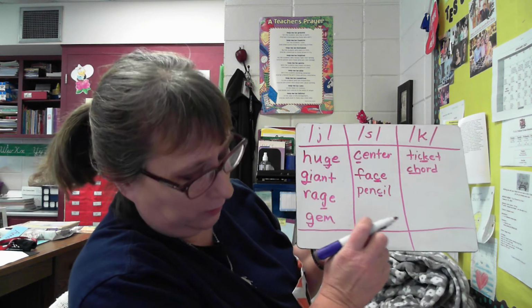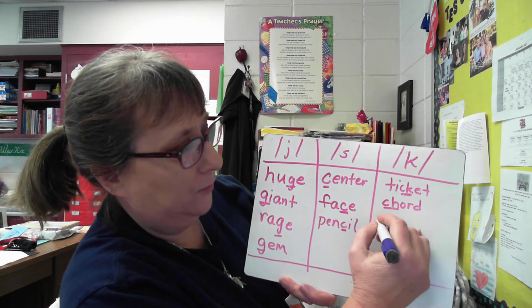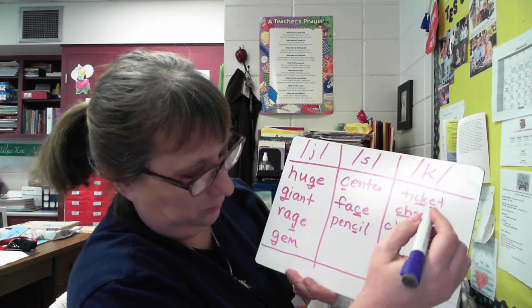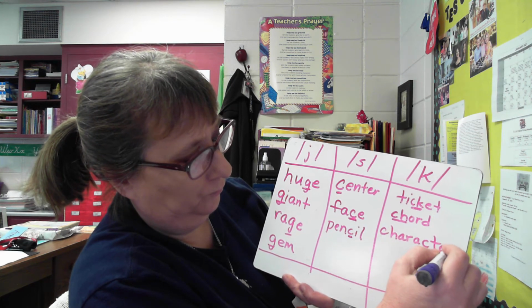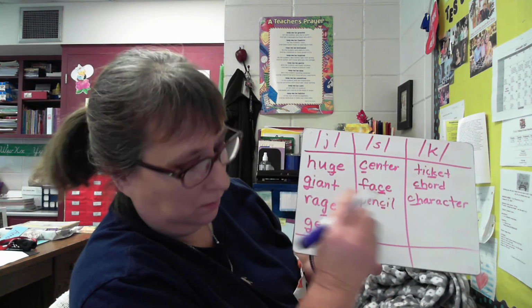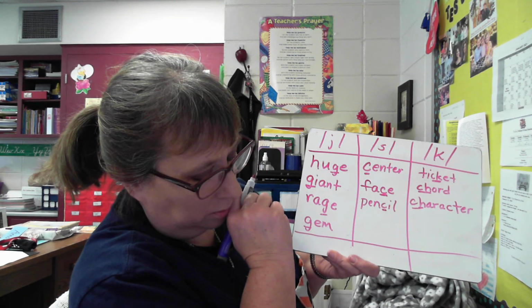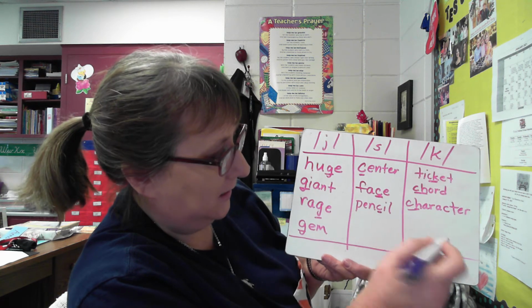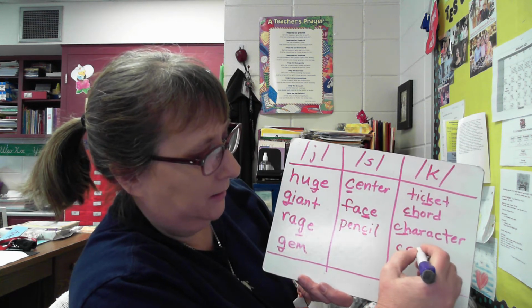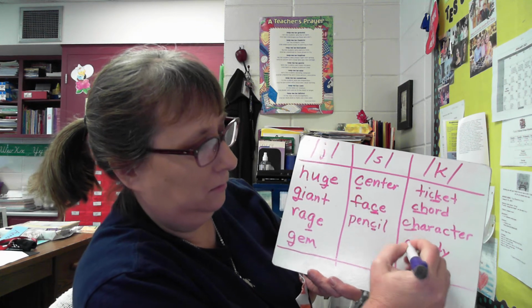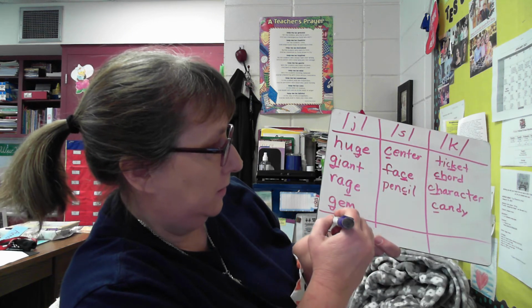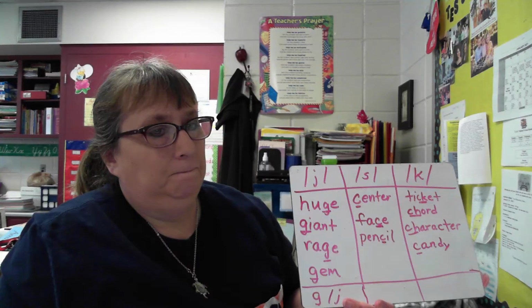Let's do a couple more on the K sound. What about character? We've had that before. We know it's CH. Character. All right, what about candy? C-A-N-D-Y. Okay, so these are some practice words. What letters represent our J sound? We have a G and a J.